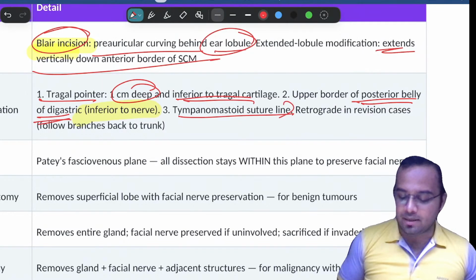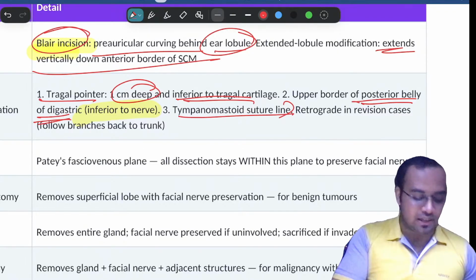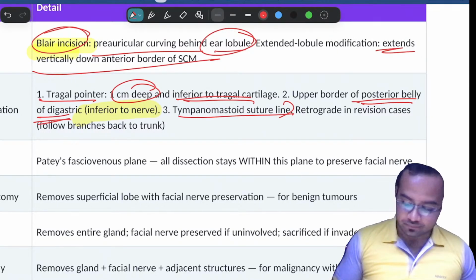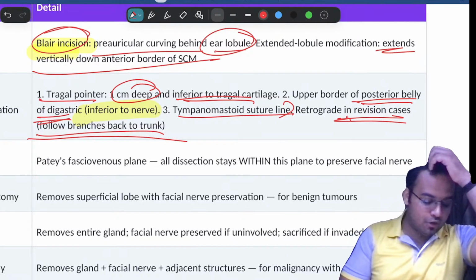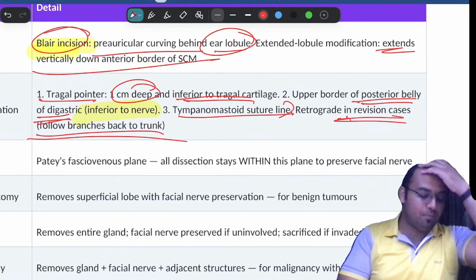Tympanomastoid suture is also very much important. But in cases of redo surgery, we can go for retrograde tracing of the nerve. So it is very much important.